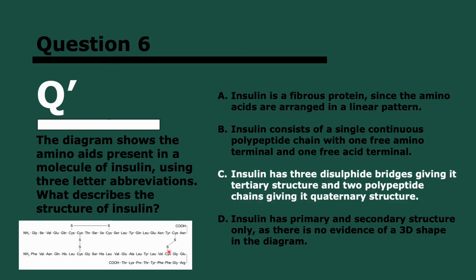Why? Well, it clearly shows that there are 3 disulfide bridges, right? That's part of the tertiary structure. You should know that. And then it has 2 different polypeptide chains. So this one over here and this one over here.